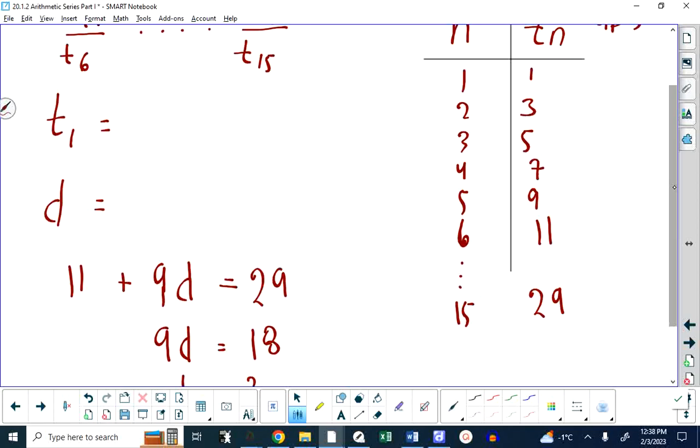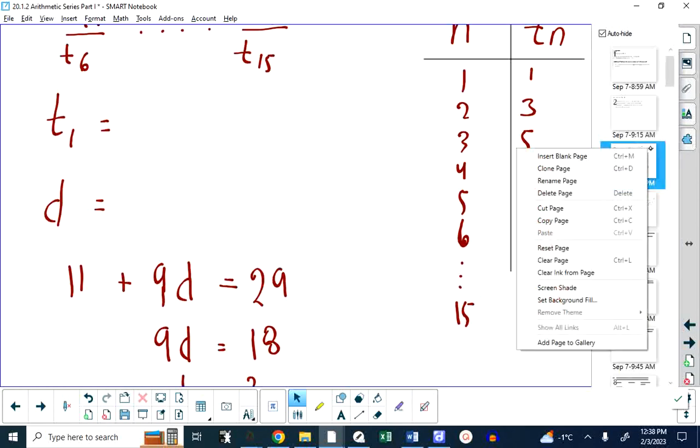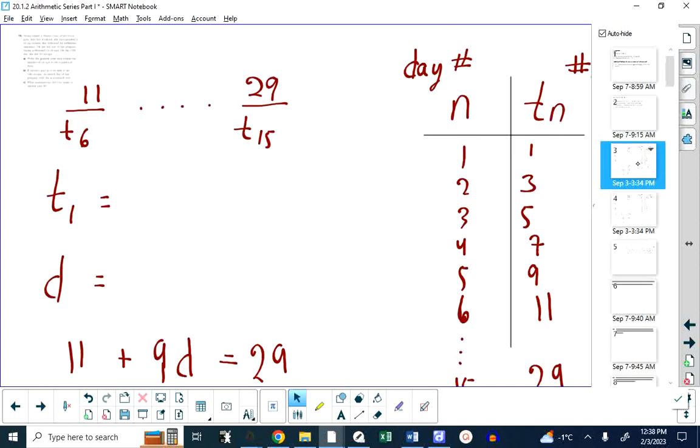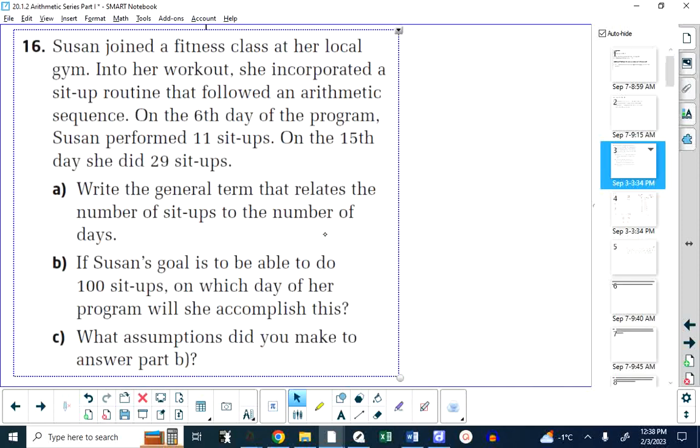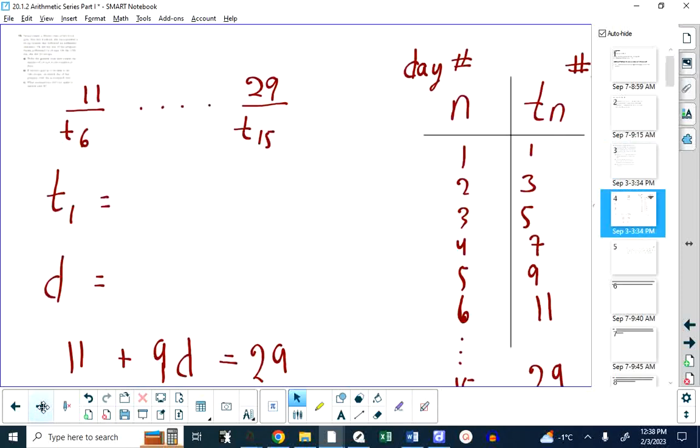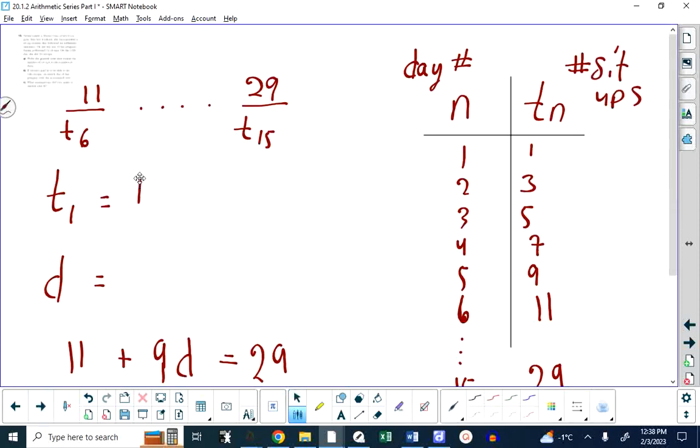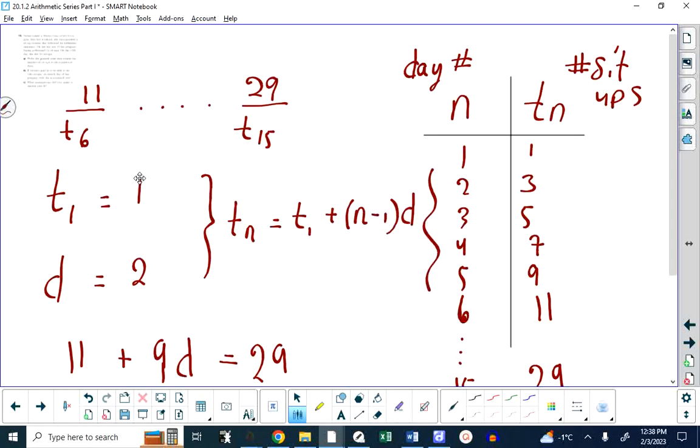All right, so I don't know what we're asked to find yet. But it's very easy to figure out what the other terms are. If I take a look now at what it is we're asked to find, we are asked to find the general term. So we need to know the first term and the common difference to write the general term. I have shown you that the first term is 1. The common difference is 2. So we can use our general term formula to determine the general term, which would be Tn equals 1 plus n minus 1 times d, which is 2.